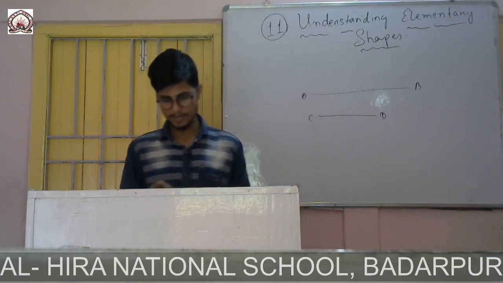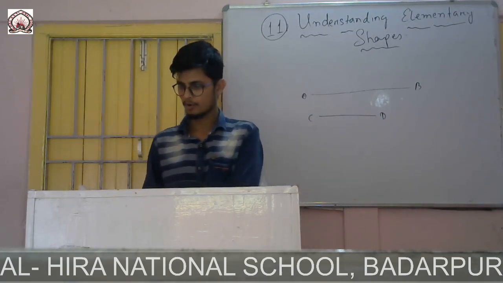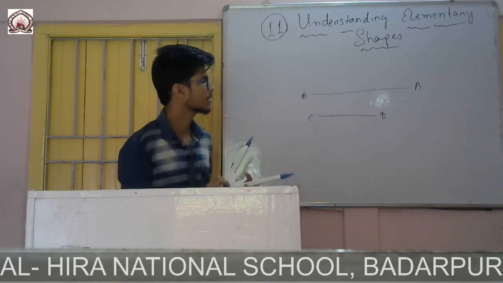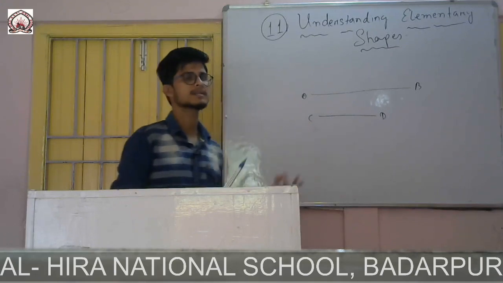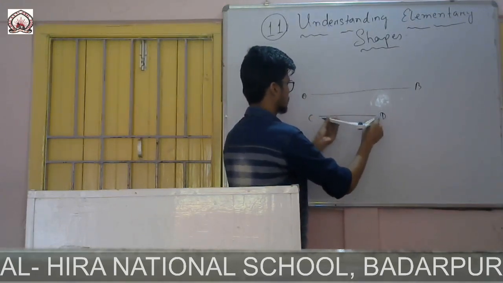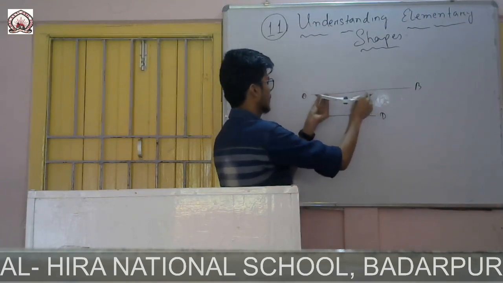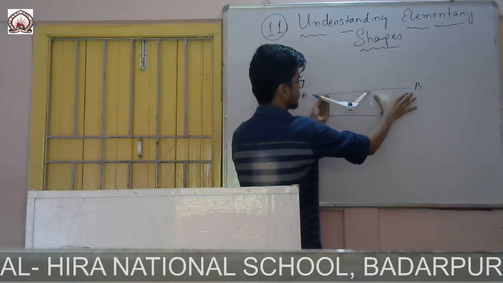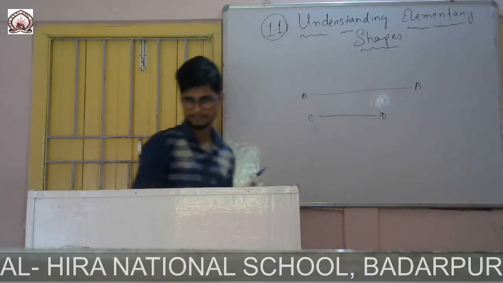Next one is comparison using a divider. So divider, have you seen? It is in your box. By this also we can understand which line is greater and which one is smaller. First let me see this one. If I measure this one, it will be like this. You see this much length, and this one, you see, is more than that. That means this one is greater.